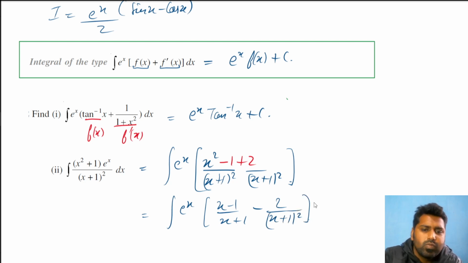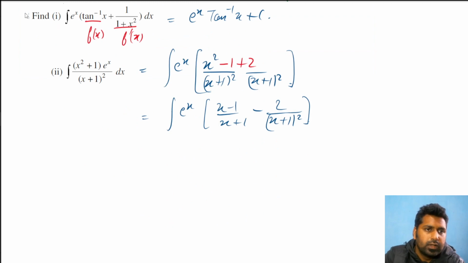Okay. Now, it's not necessary that every time inside whatever is written with e raised to power x, the first part has to be f(x) and the second one has to be f dash x. No, there is a possibility that the reverse can also happen. First f dash x is written and then f(x) is written. So the only problem is to identify either this is your f(x) or this is your f(x).